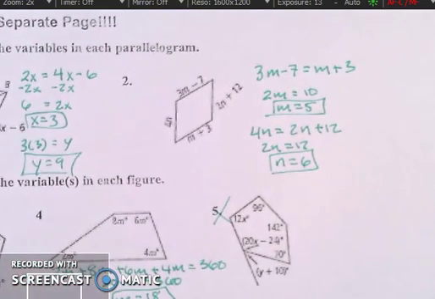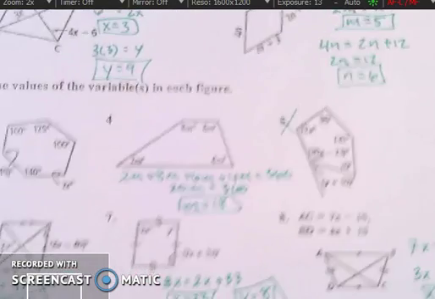Number 2. If I'm going too fast, just go ahead, pause the video, rewatch it, or pause to see the work. Opposite sides are congruent in a parallelogram, so 3m minus 7 should equal n plus 3, and we get m equals 5. And 4n should equal 2n plus 12, which gives us n equals 6. Luckily we didn't have to do 3 and 5. Number 4 we did have to do.